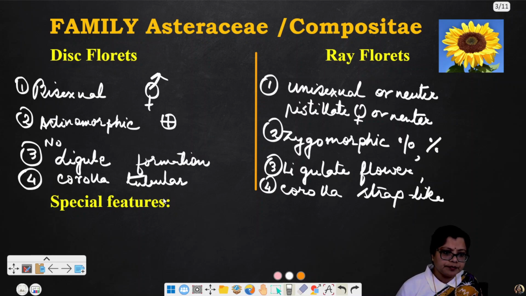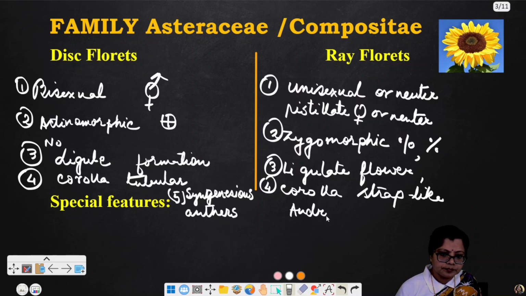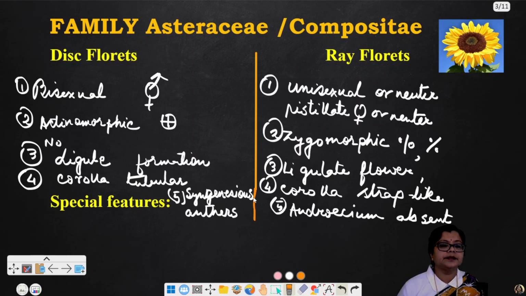So first, second, third, the fourth one, and the fifth one, that is Androecium. Syngenesious, the anthers are united laterally. Syngenesious, anthers present, and here Androecium absent. So these are the important points, the differences, right?